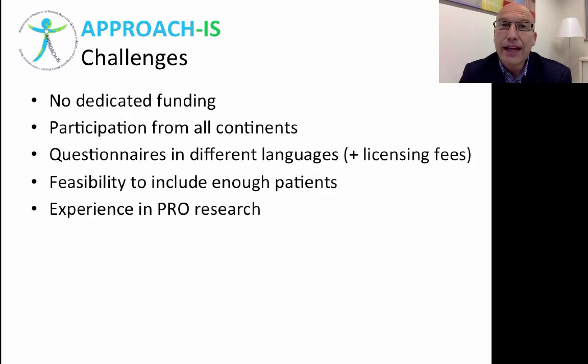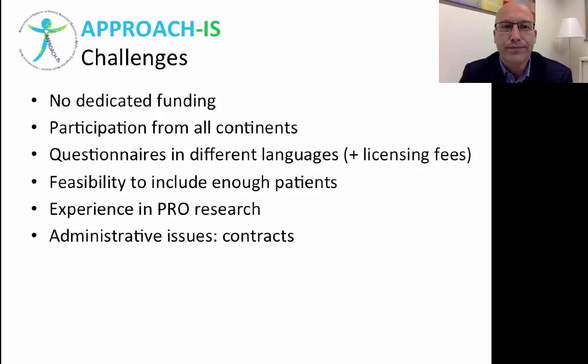Not all centers had experience with patient-reported outcomes research. Certain centers did not have experience with research at all, or do not have a research infrastructure at all. Other centers are well established in terms of medical research, but do not have experience in terms of patient-reported outcomes research. And this is something you should bear in mind, because this requires a specific supportive system to make sure that people can do this study in an appropriate way.